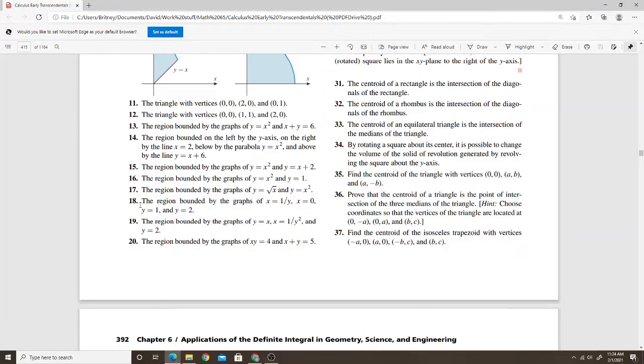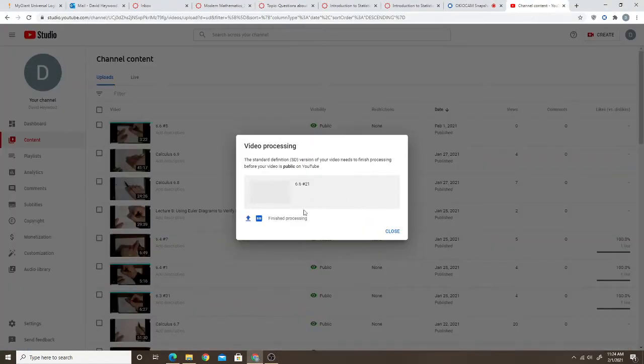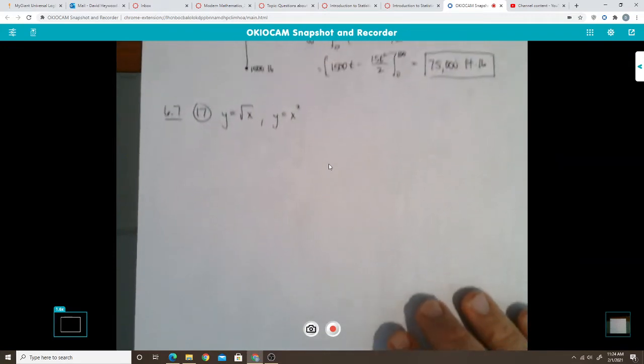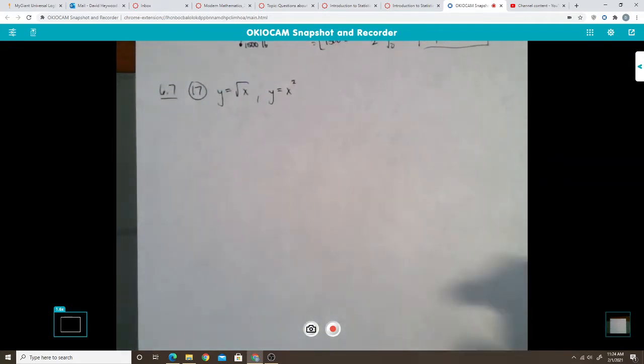All right, let's talk about 6.7, number 17. We're supposed to find the centroid of the region bounded by the graphs of y equals square root of x and y equals x squared. Okay, so y equals square root of x and y equals x squared. Those are the two functions there.